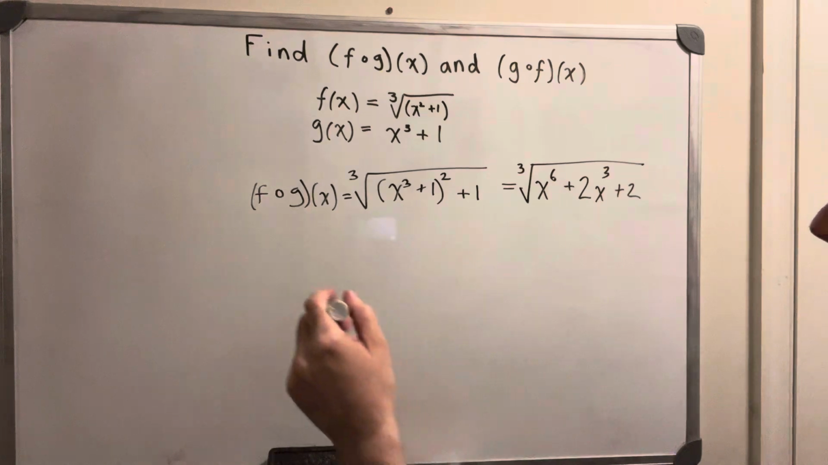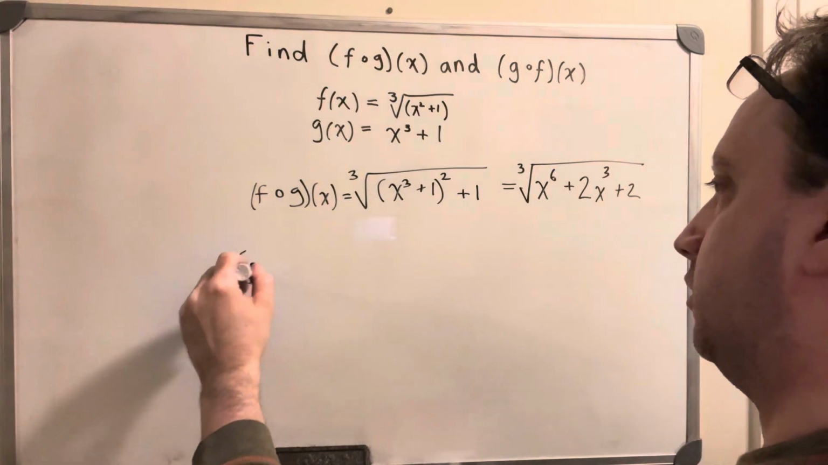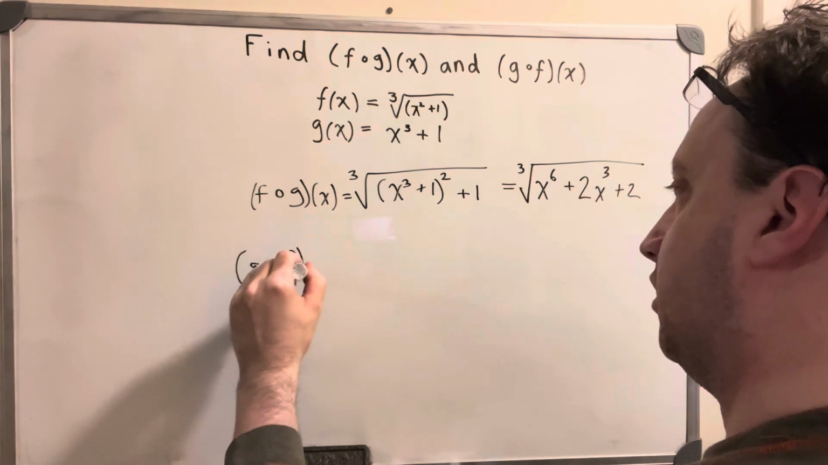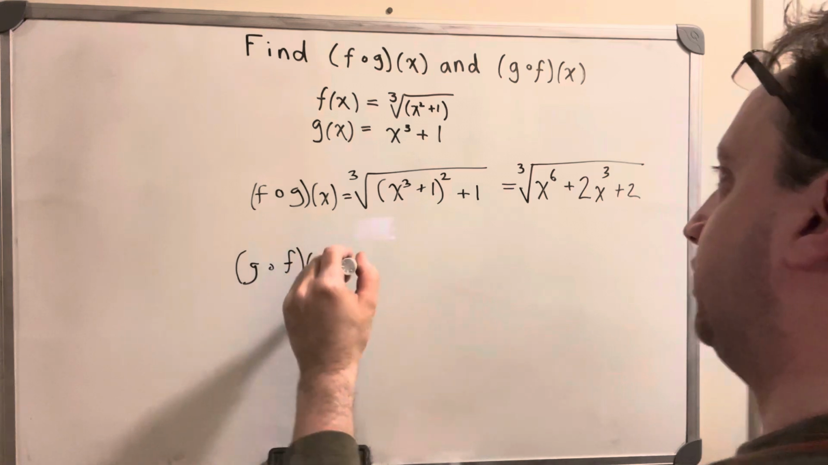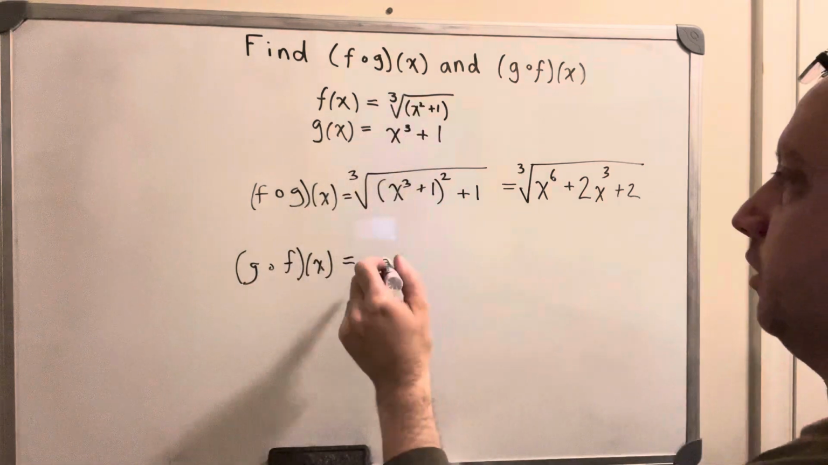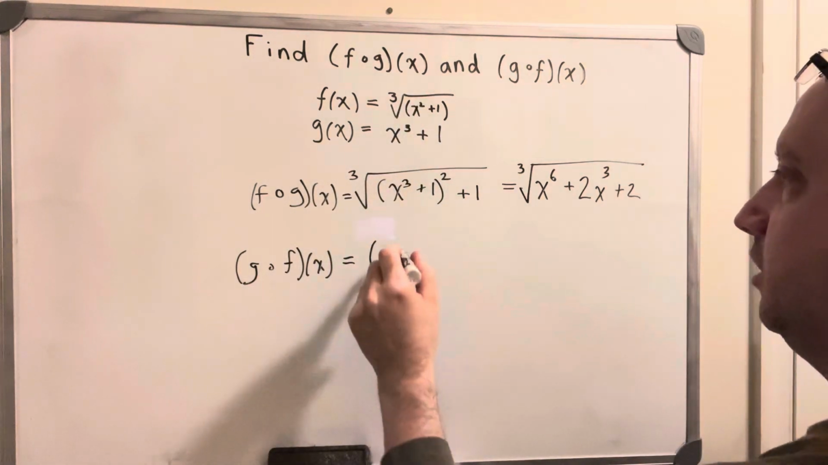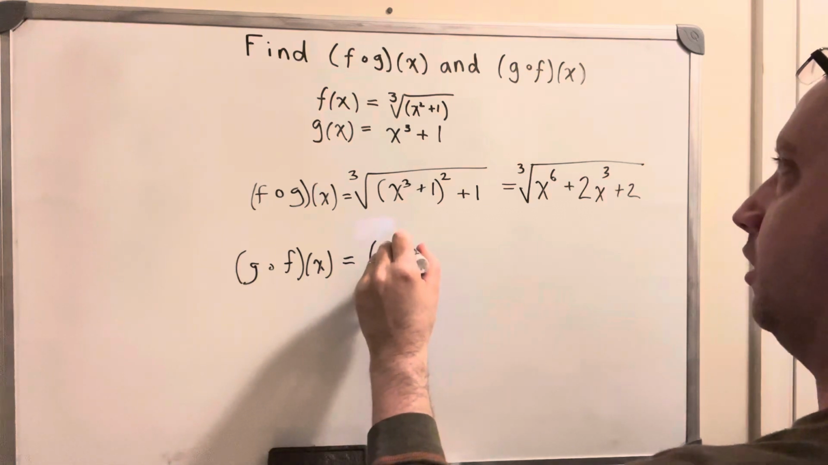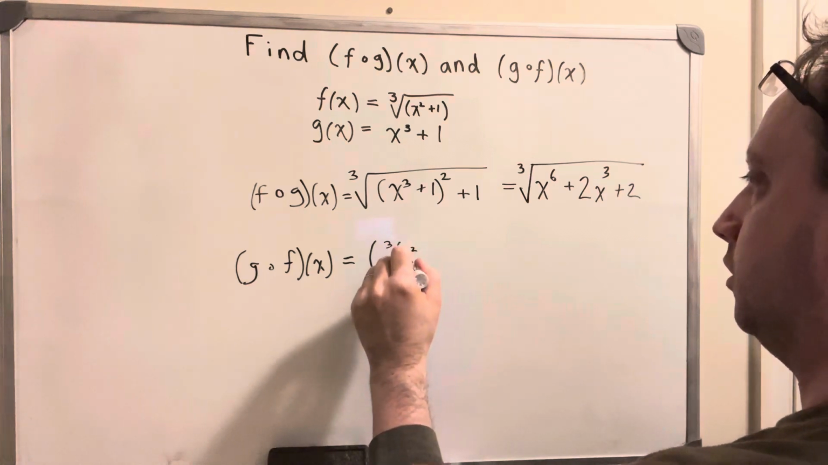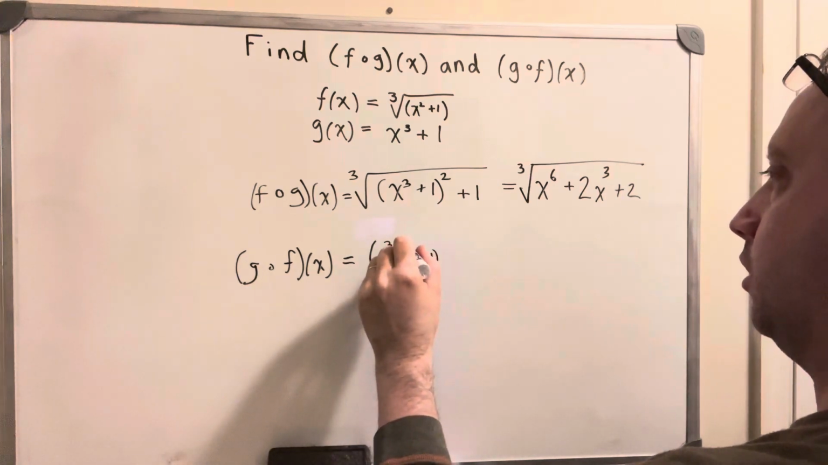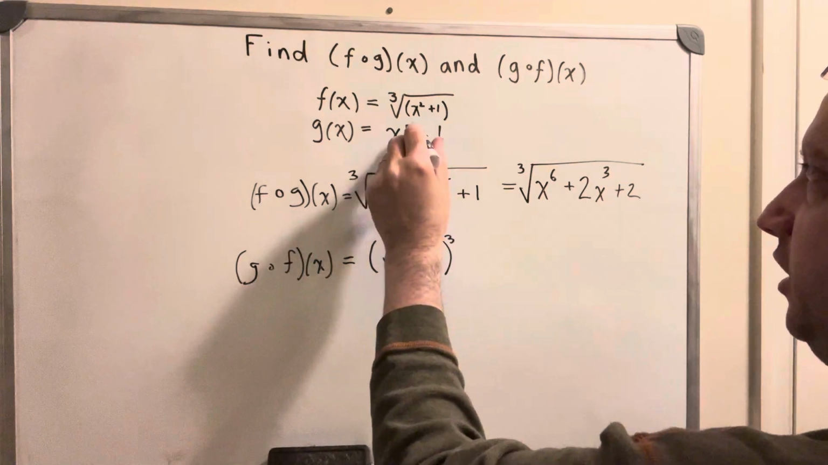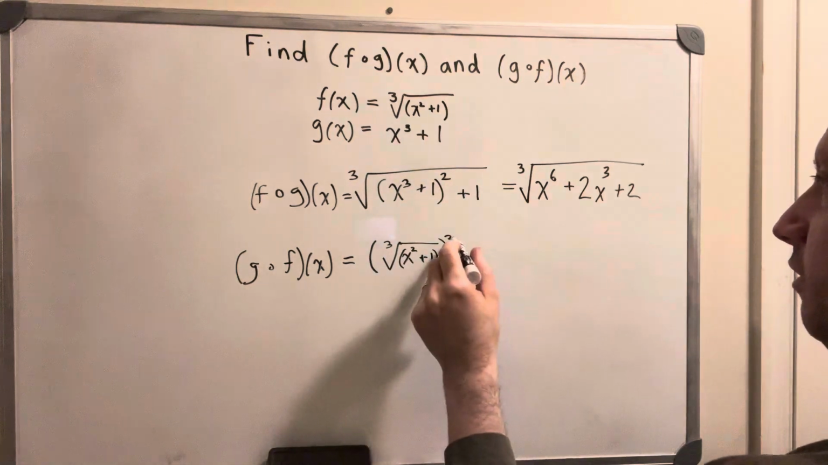Now g of f of x means everywhere there's an x in this function, I replace it with this. I'm going to put some parentheses. I'm going to write the whole function. Now, it's cubed in g of x, so I put that right there.